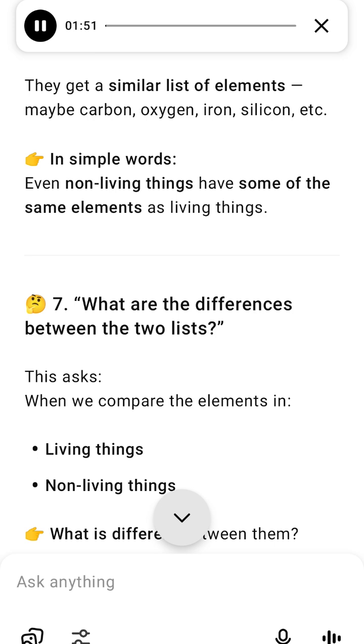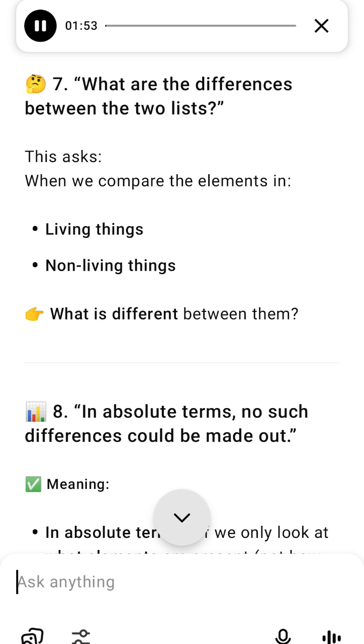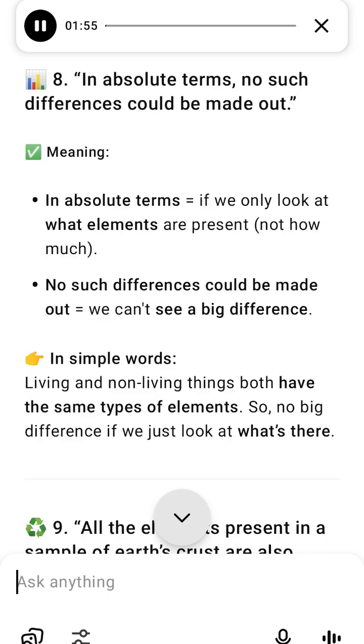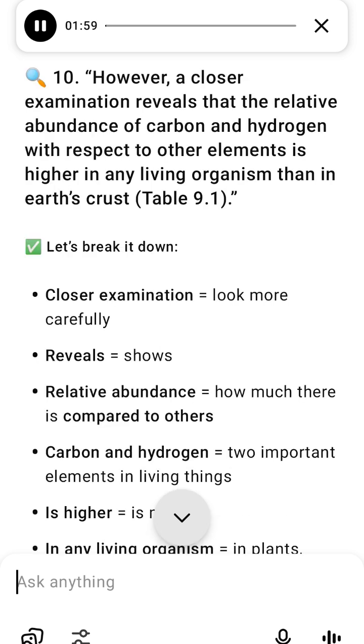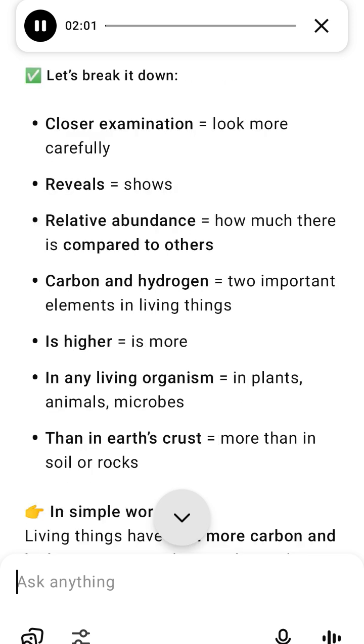4. Non-living things like rocks and soil also have the same elements. Scientists do the same test on non-living things, like a rock or sand. They also find carbon, oxygen, hydrogen, etc. So both living and non-living matter are made of the same types of elements. 5. So what is the difference? If we just look at what elements are present, there is no major difference. The same elements are found in rocks and in living things.